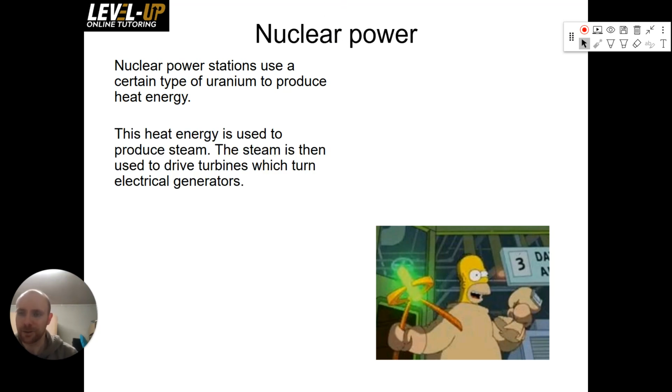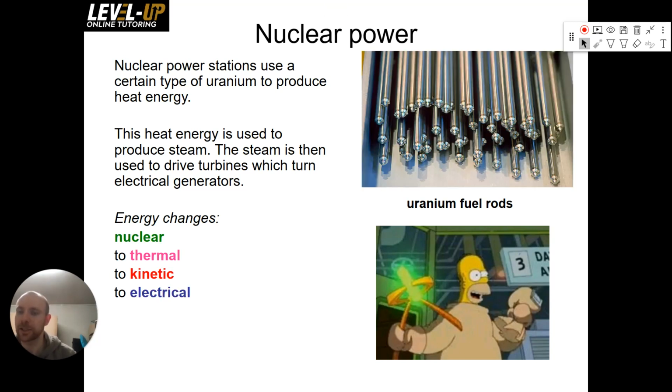So here we are. I've said it already, but the heat energy is used to produce the steam. The steam drives the turbine, which creates the electricity. So in this case, the energy changes are very similar, but we're not starting with chemical energy. We're starting with nuclear energy. Heating up, thermal energy, boiling the water, causing that steam to move the turbines into kinetic energy, and that kinetic energy turned into electrical energy.